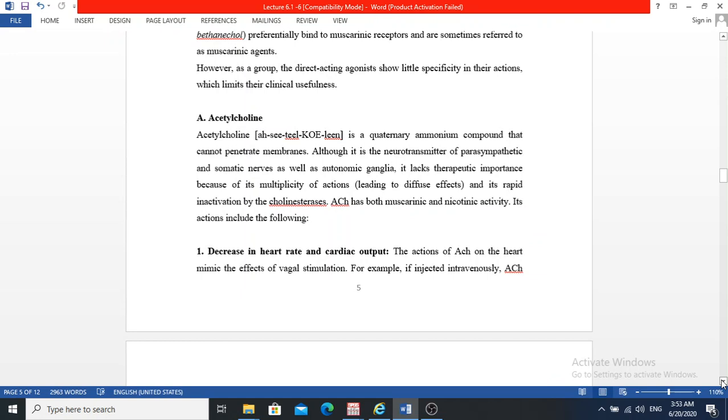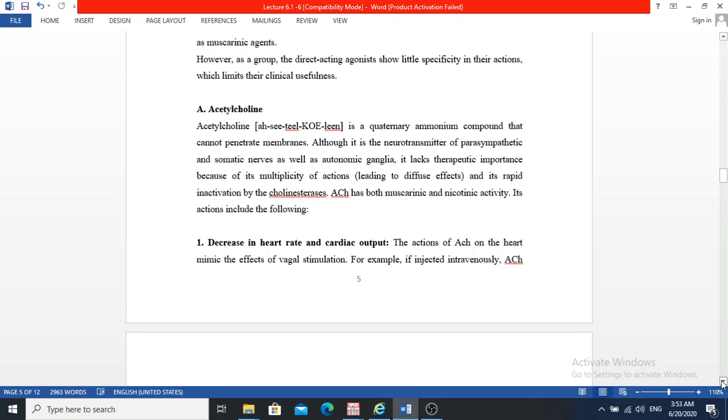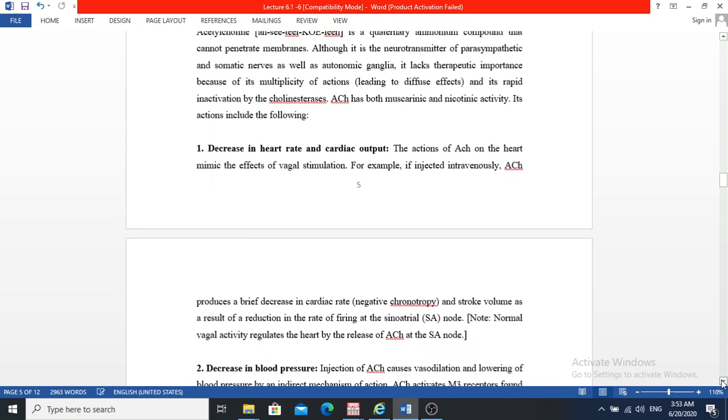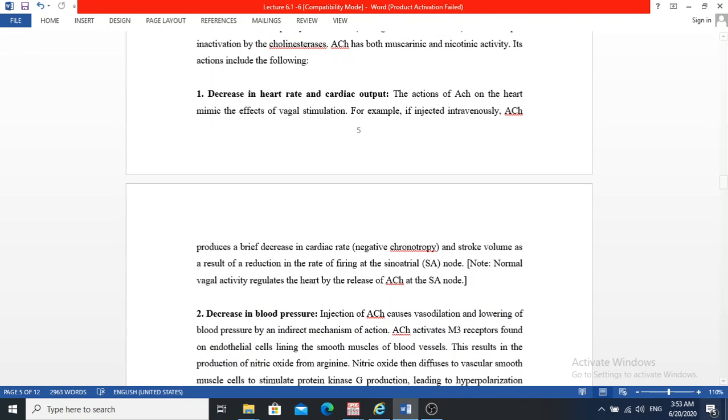It lacks therapeutic importance because of, number one, its multiplicity of action leading to diffuse effects, and number two, its rapid inactivation by the cholinesterase enzyme. Acetylcholine also has both muscarinic and nicotinic activity. Its actions include the following. Number one, decreased heart rate and cardiac output. This action of acetylcholine on the heart mimics the effect of vagal stimulation.